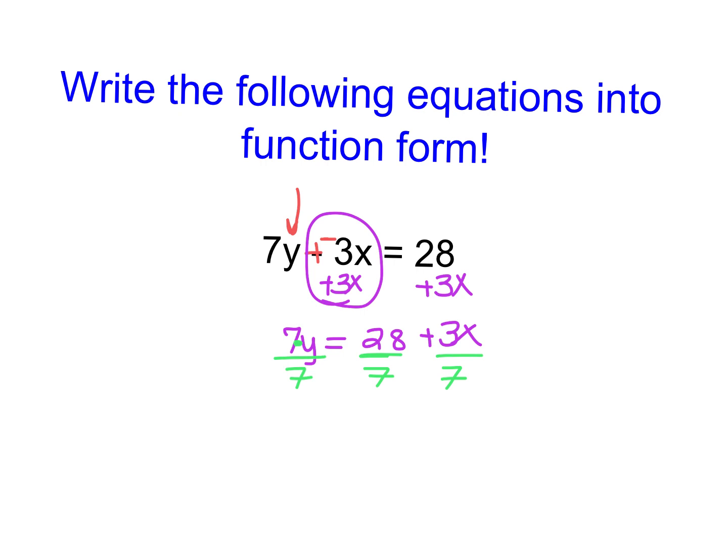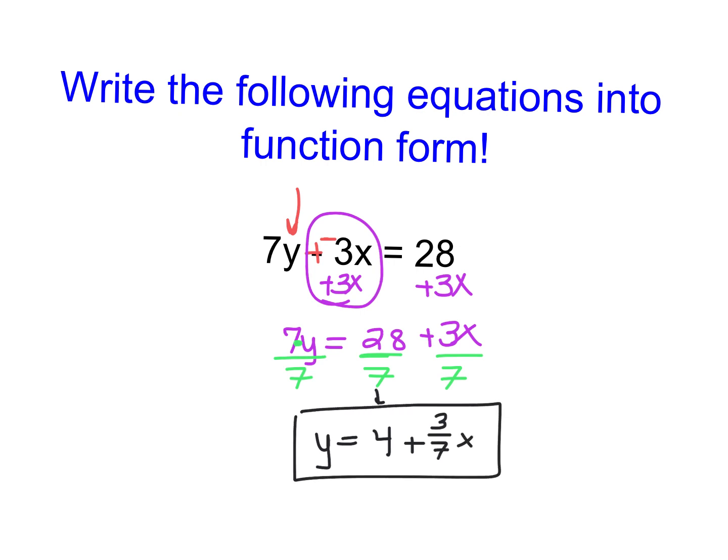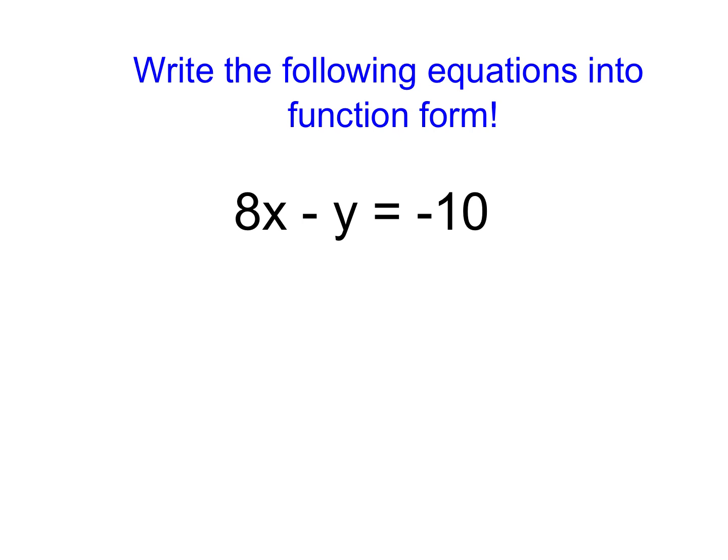And ultimately we end up with y on the left-hand side. 28 over 7 gives us 4. Plus 3 divided by 7 isn't a nice number. So we're going to leave that as the fraction 3 over 7 times x. All right, 2 more examples to go.